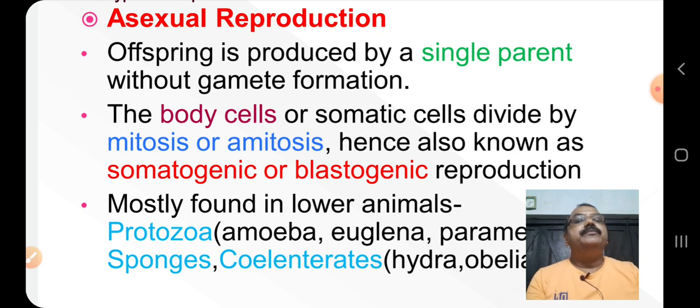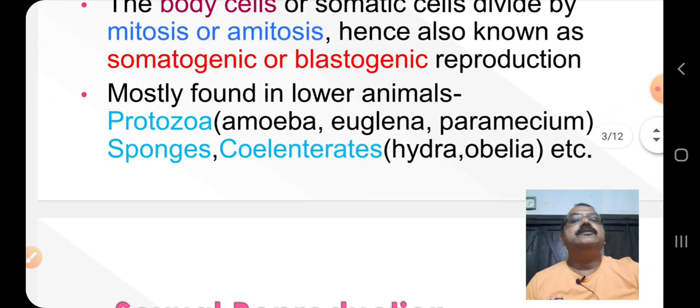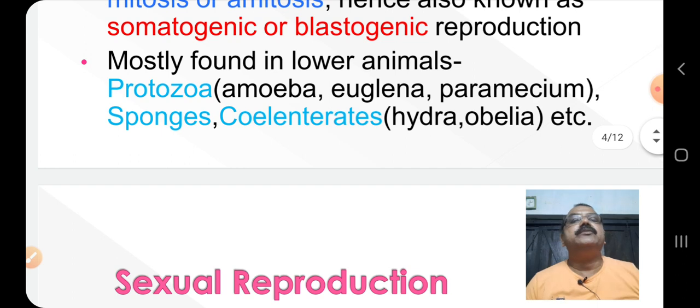The body of the parent divides to produce daughters. This type of reproduction is also known as somatic or blastogenic reproduction. This type of reproduction is found mostly in case of lower animals like protozoans, sponges and ciliates.